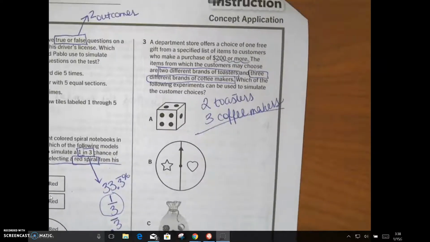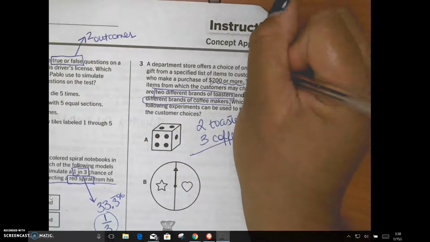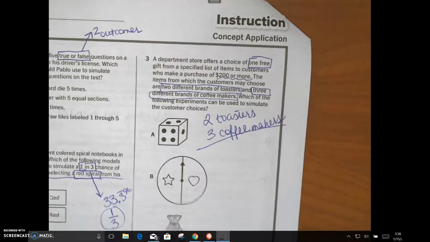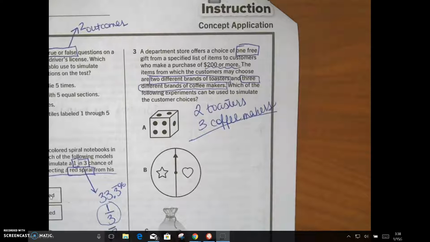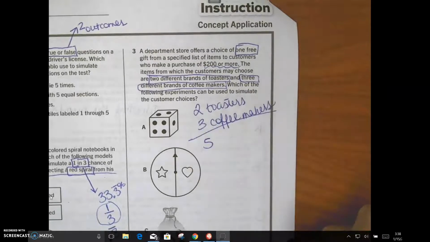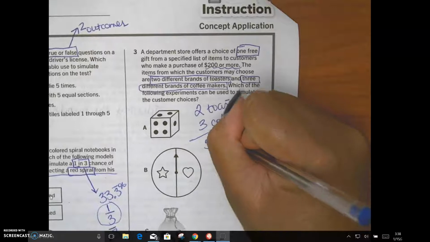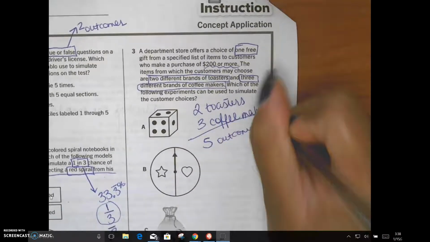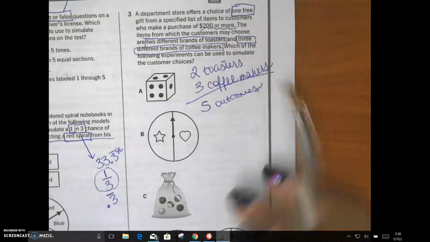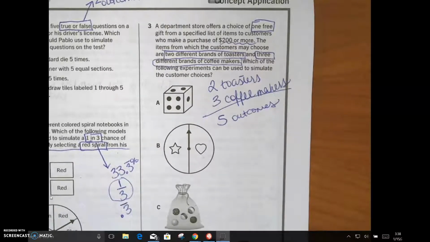Okay, guys, listen. This person is choosing 1 free gift. Okay? In that gift choice list, you can either get a toaster or a coffee maker. How many different gifts, or how many gifts altogether could you choose from? 5. So how many outcomes do you need? 5 outcomes. You have to be careful at what you're reading when you're interpreting these word problems, because that's all that star is going to be. Again, I don't want answers shouted out at me.